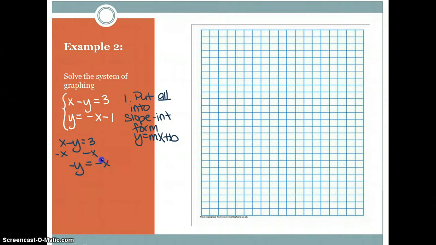Negative y is equal to negative x plus 3. And then either divide by negative 1 or multiply through by negative 1. So y is equal to x minus 3. And then again, the other one is y is equal to negative x minus 1. Once you've done that, we need to start setting up our graph.